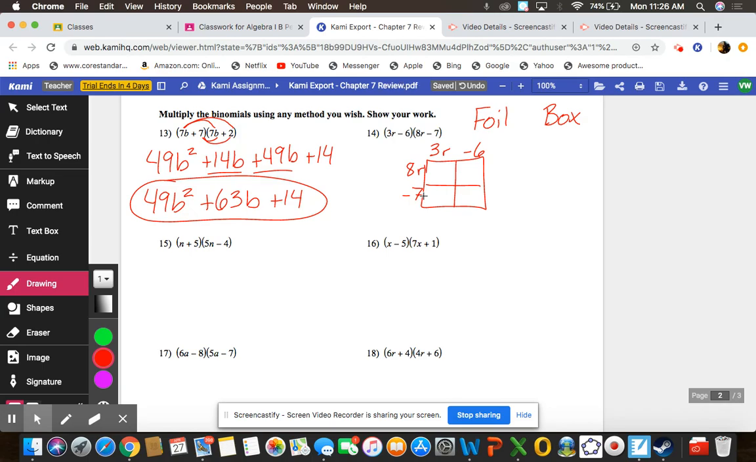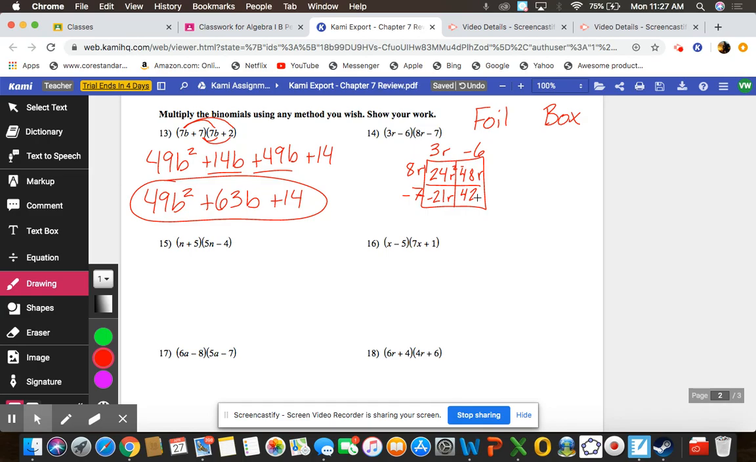And here we go. We do 8 times 3, and it goes in the upper left box. 8 times 3 is 24, and I've got r squared hanging out there too. 8r times negative 6 goes in the upper right. That is 48. In fact, that's a negative 48r. So negative 48r. 3 times negative 7 is negative 21r. Negative 7 times negative 6. Negative times a negative is a positive. And that is positive 42.